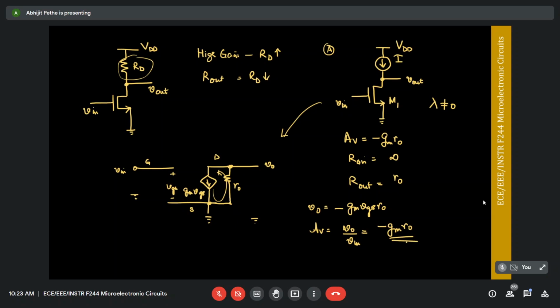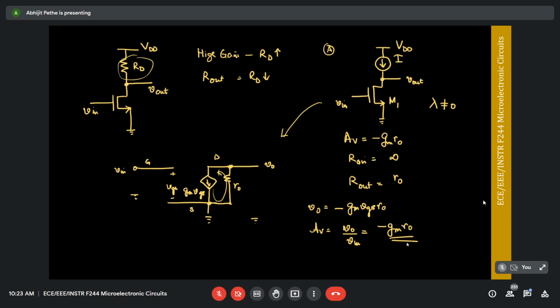So what happens in an ideal transistor? If I had an ideal, long channel transistor with no channel length modulation, what is the value of ro? Yes. And so what happens to the voltage gain if this becomes an ideal transistor? Infinite, right? So you can get infinite gain from the MOSFET provided you're able to create an ideal current source, number one, and there is no channel length modulation, both of which are not true in real life.